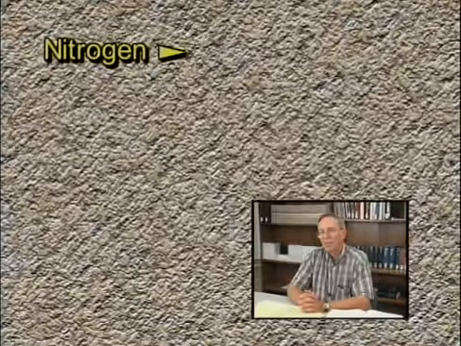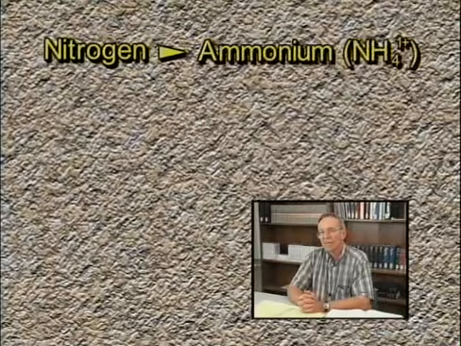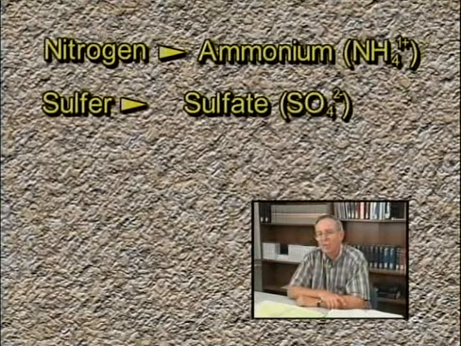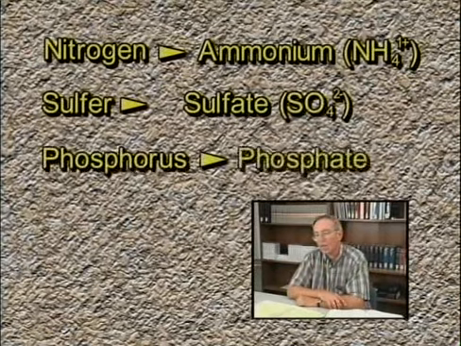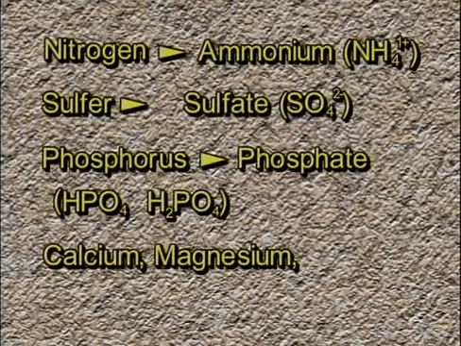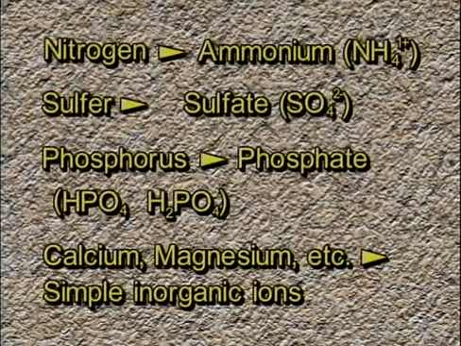Nitrogen is typically released as an ammonium ion, NH4 with a charge of +1. Sulfur as sulfate, SO4 with a charge of -2. Phosphorus as some form of phosphate, HPO4, H2PO4, etc. And the other metallic cations that are contained in this plant material, such as calcium, magnesium, potassium, etc. Those are going to be released as simple inorganic ions.